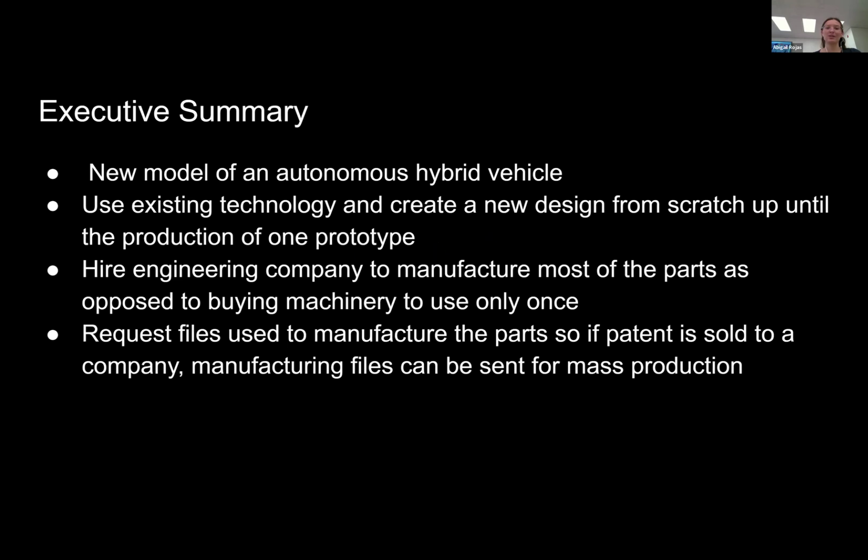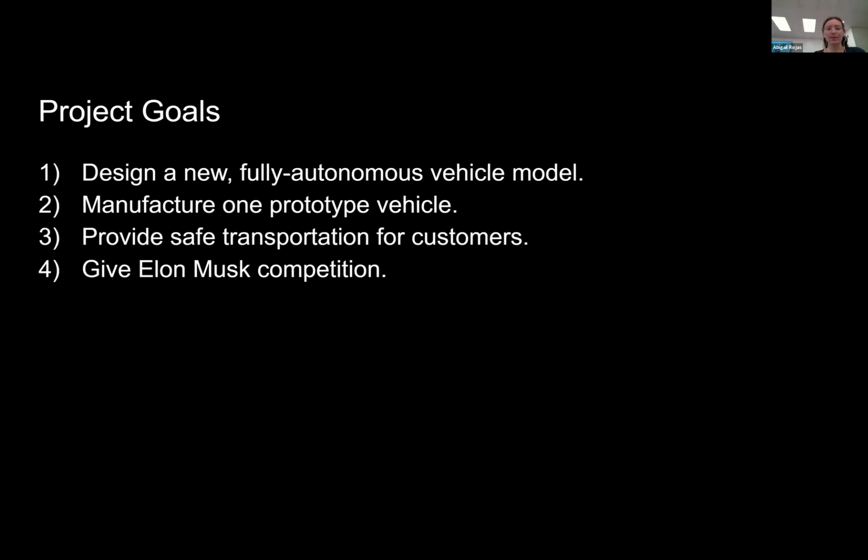And it would go to production of one prototype, and we would hire an engineering company to make most of the parts because we're only making a prototype. So it's not worth buying machinery that we would only use for one prototype. But we would have all the files ready. So if we patent it and sell it, then we would send the files to whatever company bought the design. The goals would be to design a new fully autonomous vehicle model, manufacture one prototype, provide safe transportation, and of course, give Elon Musk competition.